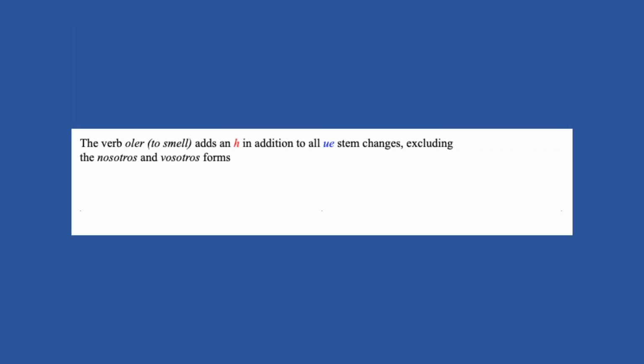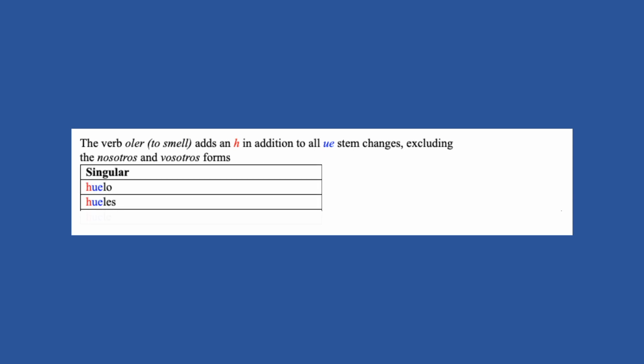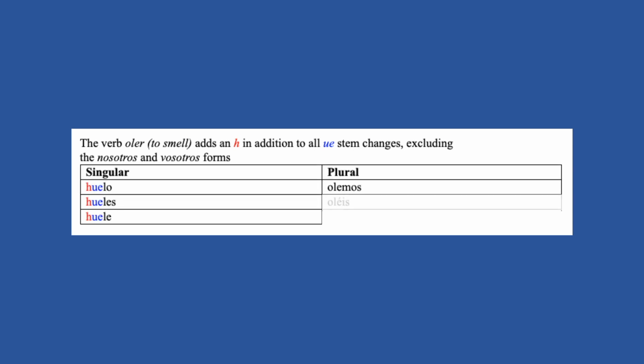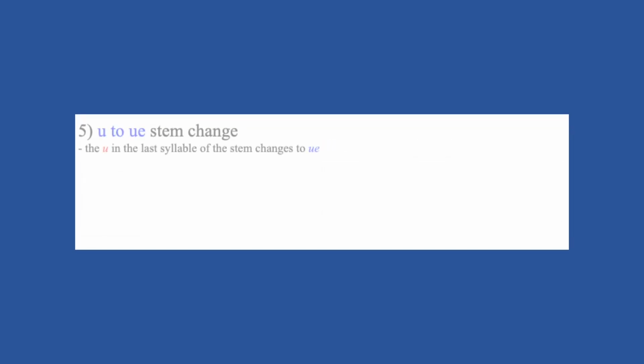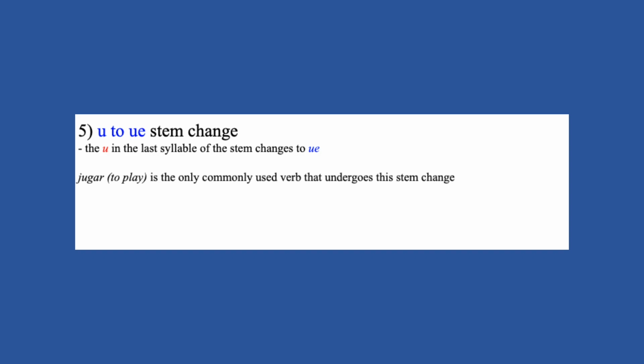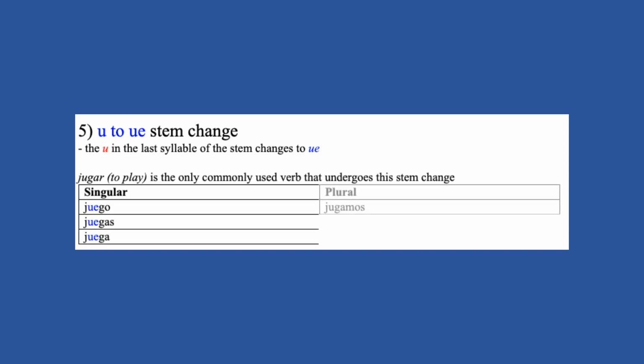The verb oler adds an H prior to the O to UE stem change, but again, this does not apply to nosotros or vosotros. Huelo, hueles, huele, olemos, oléis, huelen. The U to UE stem change only applies to jugar. Juego, juegas, juega, jugamos, jugáis, juegan.